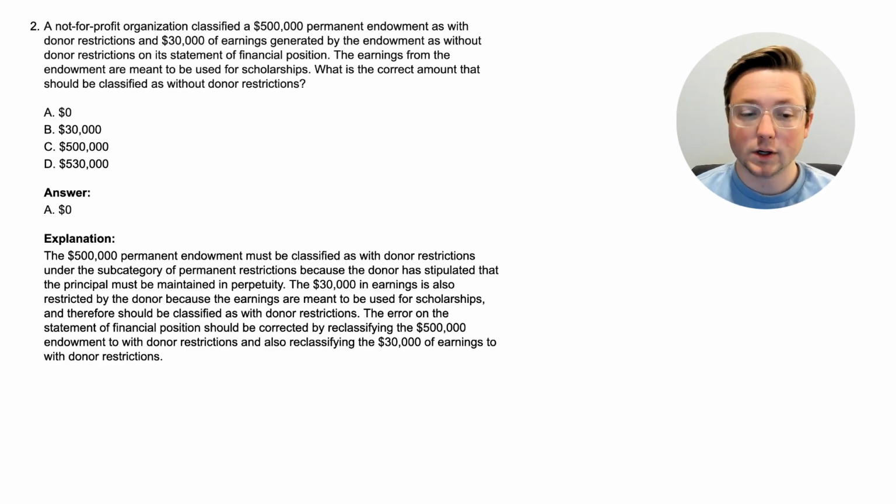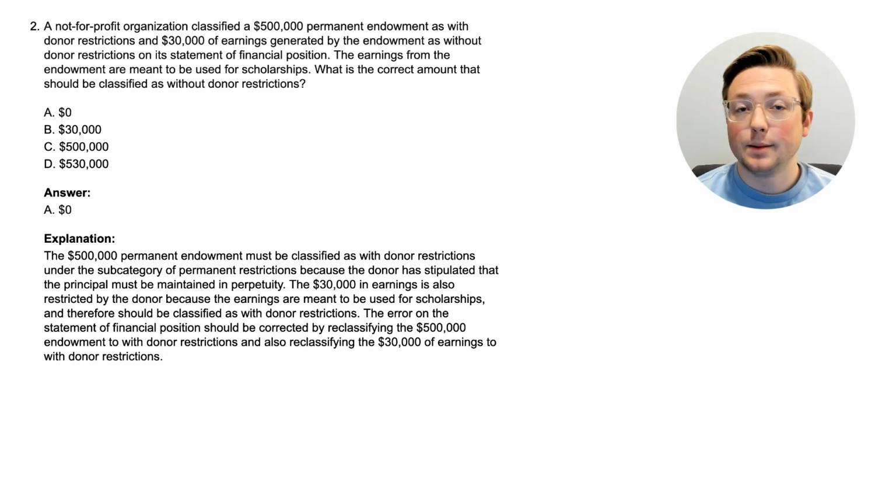Again, pretty straightforward. The $500,000 permanent endowment must be classified as with donor restrictions under the subcategory of permanent restrictions because the donor has stipulated that the principal has to be maintained in perpetuity. The $30,000 in earnings is also restricted by the donor because the earnings are meant to be used for scholarships, and therefore that should also be classified as with donor restrictions.